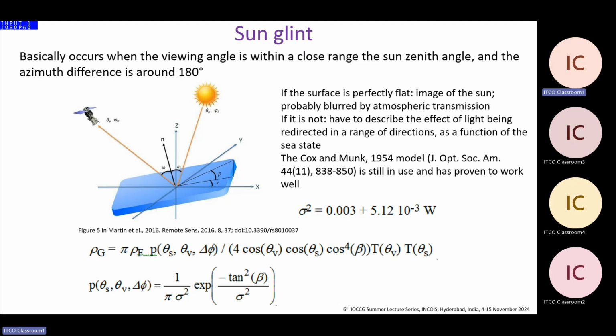Because, of course, you can simply say, well, let's get rid of this. Any geometry with some sun glint, I get rid of them. But you would eliminate quite a significant amount of data. So maybe you can do a bit better.